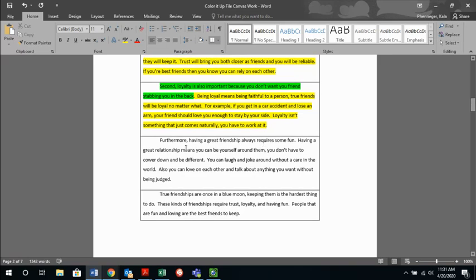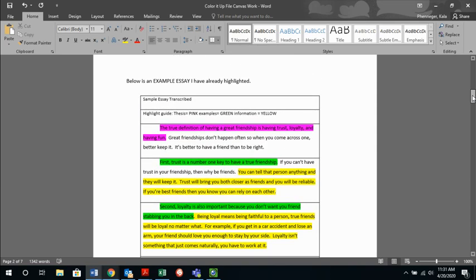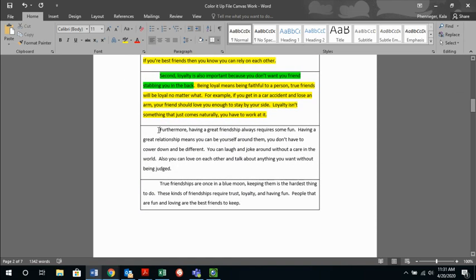Next, he says, furthermore, having a great friendship always requires some fun. Having great relationships means you can be yourself around them. You don't have to cower down and be different. You can laugh and joke around without a care in the world. Also, you can love each other and talk about everything you want without being judged. So he's talking about having fun, which is the third thing that he talks about in his thesis statement. So it is on track. That would be our topic sentence here.